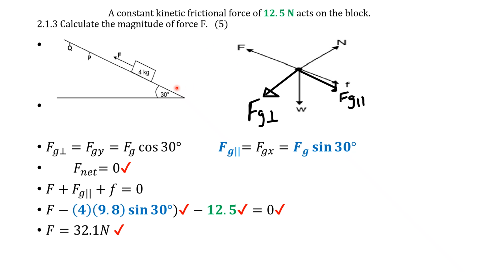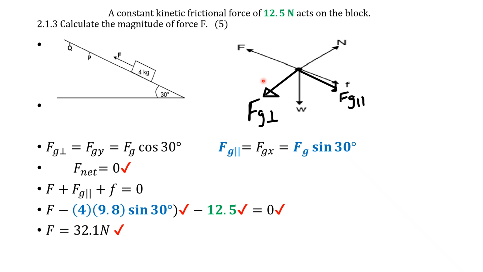Now remember they said everything is moving at constant velocity. So technically my forces in the y direction and my forces in the x direction must be balanced. Now F is pulling up, weight there has two components. It has its parallel component or x component and its perpendicular component, y component. So F there is pulling up, but acting against it is friction and Fg parallel.